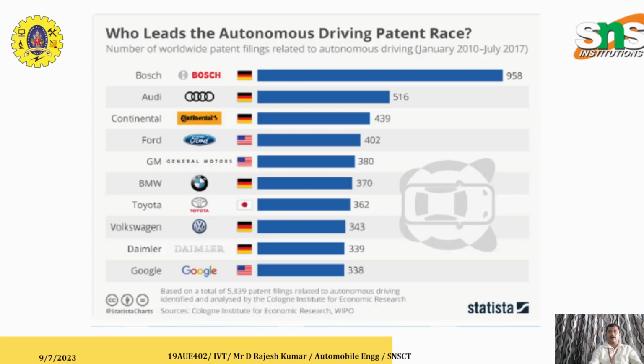So here it is statistical data that tells about the autonomous vehicle patents. You can see Bosch, Audi, Continental, Ford, GM, BMW, Toyota, Volkswagen, Daimler, Google. They all have patents on autonomous vehicle technology. So it is worldwide, and Bosch is the leader of autonomous vehicle patents according to a statistical report from 2010 to 17.